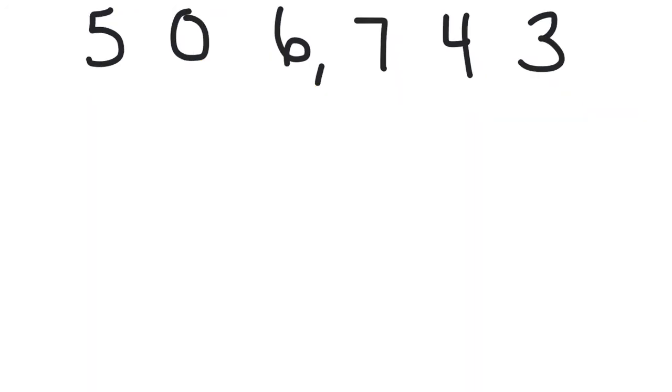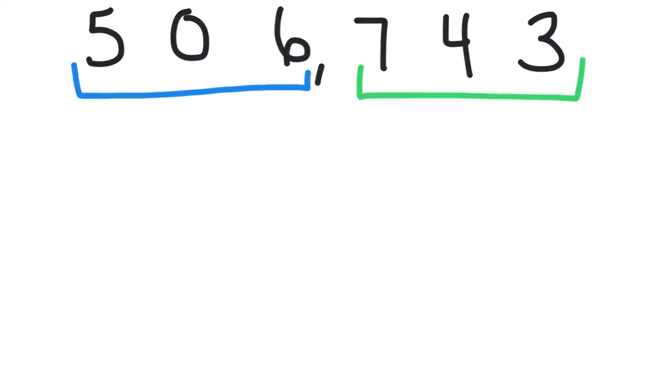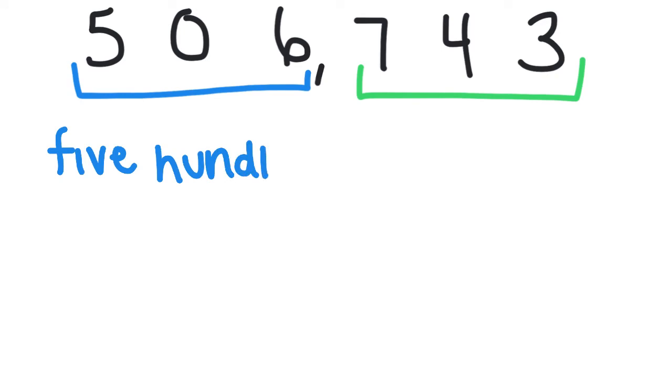Here's another number, 506,743. So we're going to say this in words. First, our little trick, we're going to separate this into the before the comma numbers and the after the comma numbers. So before the comma, I see 506. How do you say 506? You say 506. I see the comma, which means I need to say my place value. What place value did I end in? The thousands place.